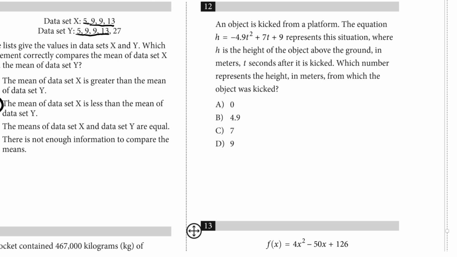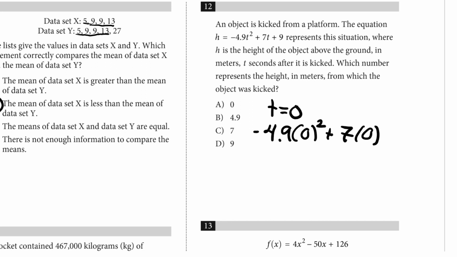So the height of the object is going to be the value we get when t is equal to 0. So if we plug in 0 for t, we'll get negative 4.9 times 0 squared plus 7 times 0 plus 9. 4.9 times 0 is 0. 7 times 0 is 0, plus 9 is going to give us 9, which is D.